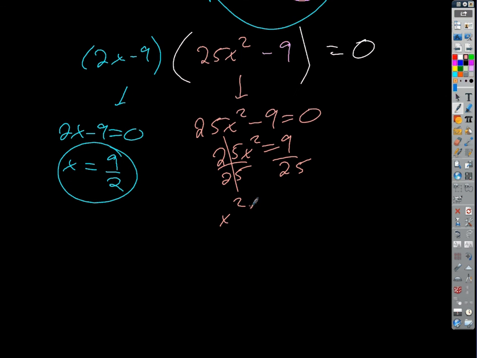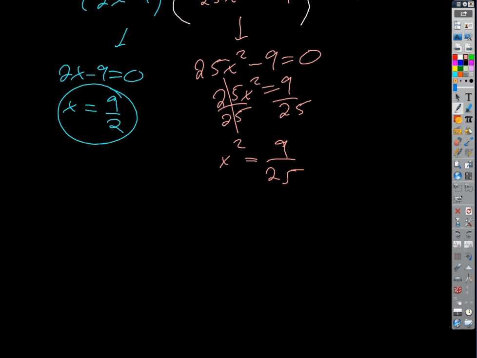So x squared equals 9/25ths. Now final step. What am I going to get if I square root? Plus or minus. Well, what's the square root of 9/25ths? What's the square root of 9? 3. What's the square root of 25? 5. So we get two answers: positive 3/5 and negative 3/5, right?